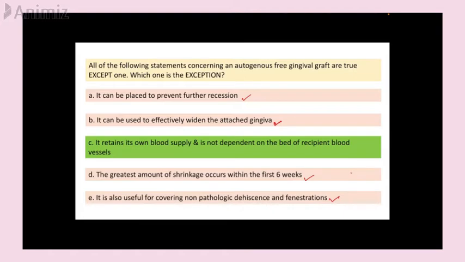So the incorrect statement is that it will retain its own blood supply and is not dependent on the blood of recipient vessels. The correct statement is that the free gingival graft is dependent on the bed of the recipient blood vessels.